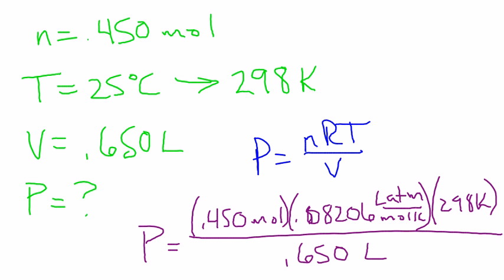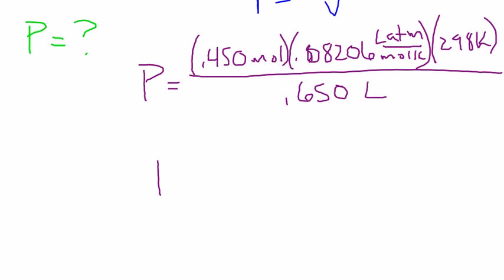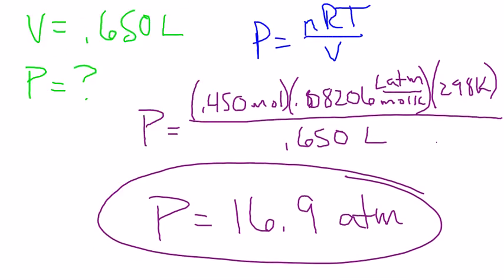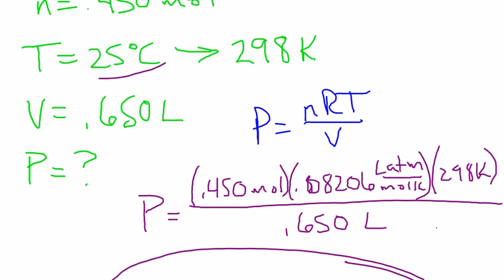When we plug all that in and divide by the 0.650 liters, our pressure here should be 16.9 atmospheres. Now, you're probably freaking out saying, hey, that can't be right. In our problem, we had 2 sig figs, right?